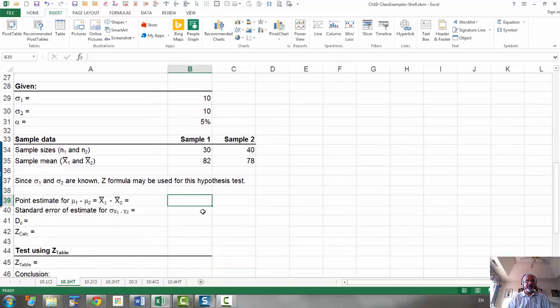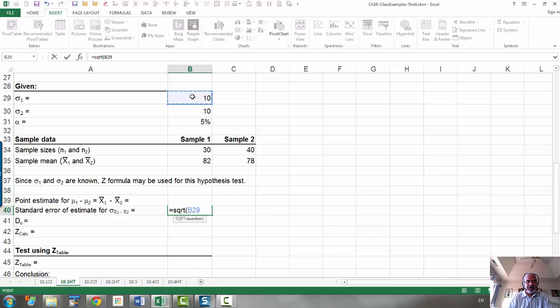Okay, now the point estimate for the difference is x bar sub 1 minus x bar sub 2. For the standard error of the estimate, since sigma 1 and sigma 2 are known, it is the square root of the sum of the squared standard deviation divided by the sample size for the first sample, and the same for the second. So this will give us the standard error of the estimate.